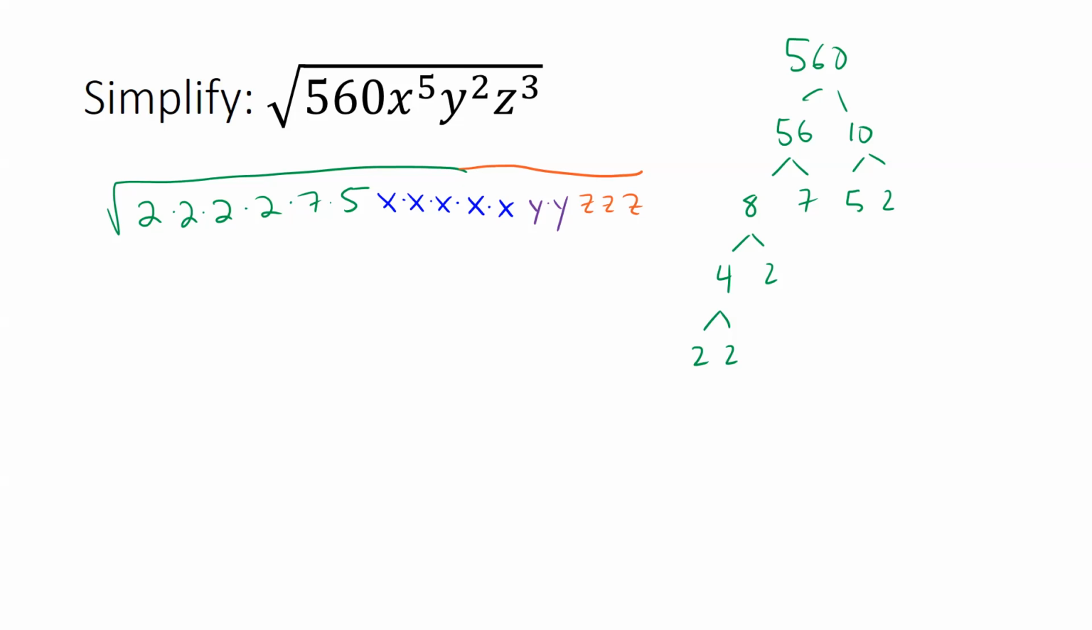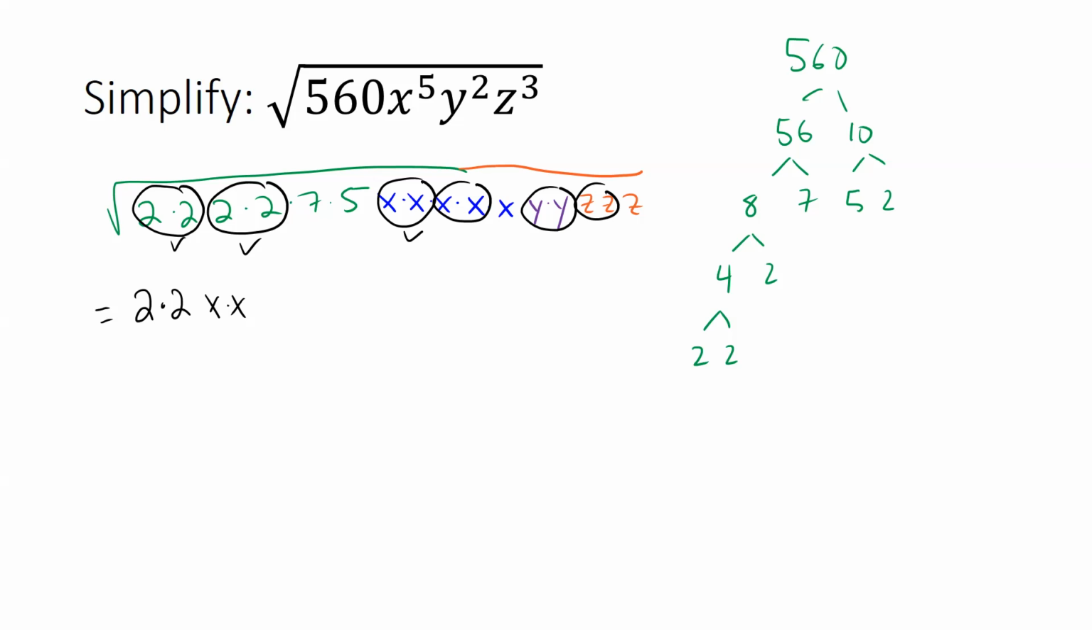Now, we're going to go and circle all the pairs. Remember, pairs can break out of radicals, and if it's not a pair, it's left inside. So outside the radical, we now have 2 2's, 2 x's, 1 y, 1 z, and left inside our radical is 7 times 5 times x times z.